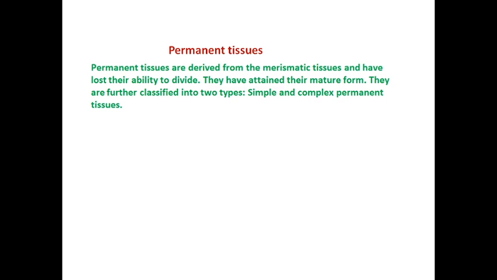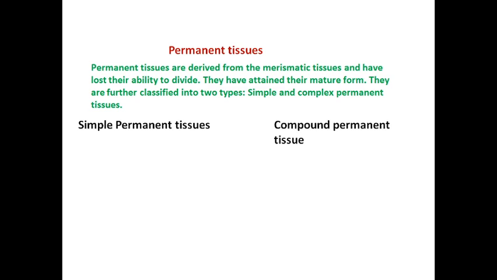They are further classified into two types. Now, this permanent tissue is further classified into two types. Number one is simple permanent tissue and number two is complex or compound permanent tissue. Here you see a brief outline of the classification I am showing you. The simple permanent tissue is of two types.